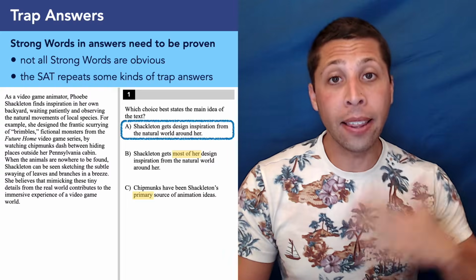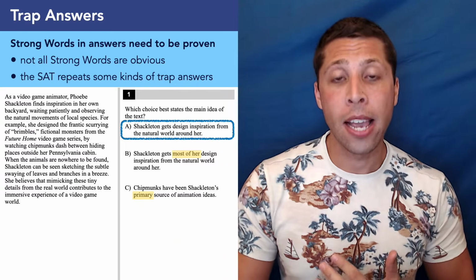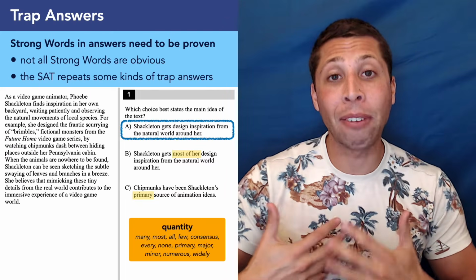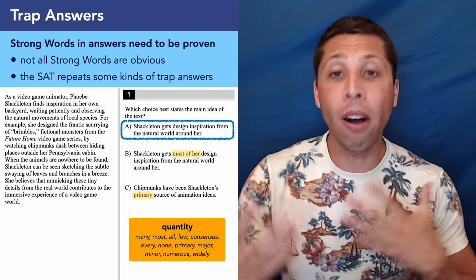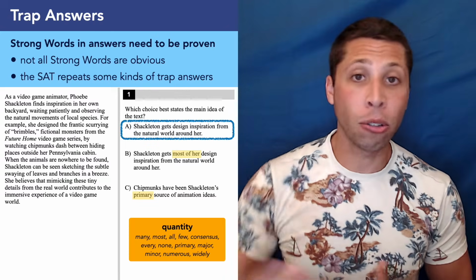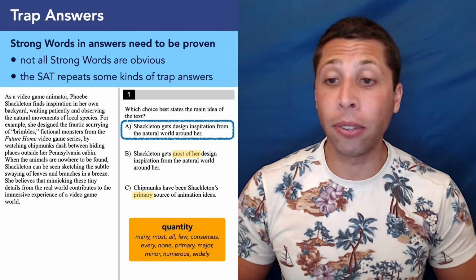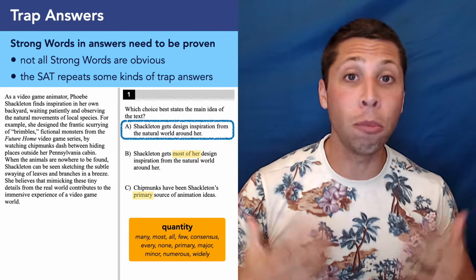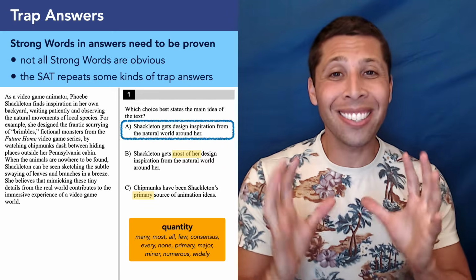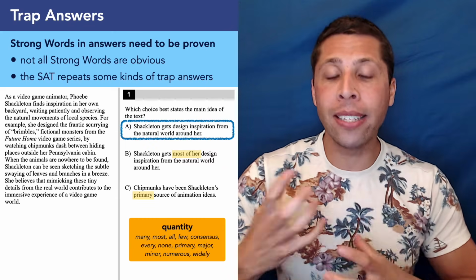And the common feature of both B and C is we have words that try to have a quantity attached to them. They involve number in some way. Some other words that might do that: many, most, all, few, consensus, every, none, primary, major, minor, numerous, widely. All of these words in some way convey an idea of number.